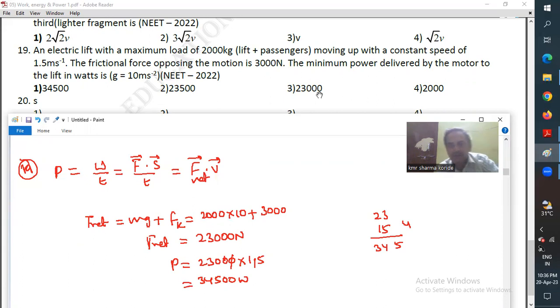Students, in my next session, I'll continue the explanation for the questions given in the previous NEET exam. The chapter name is System of Particles and Rotational Motion.